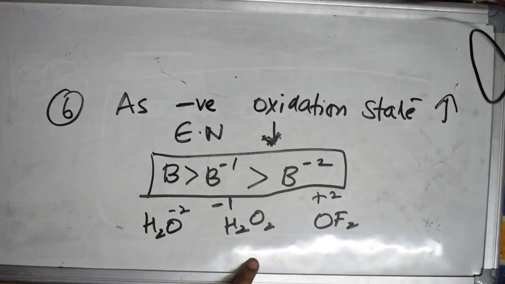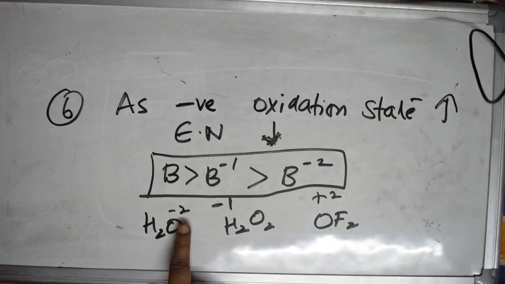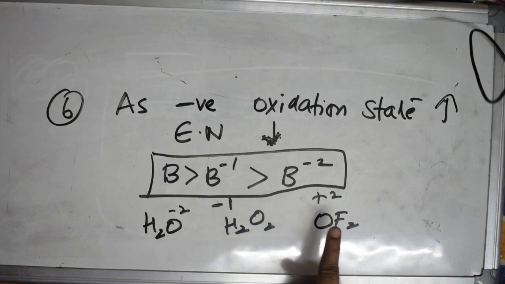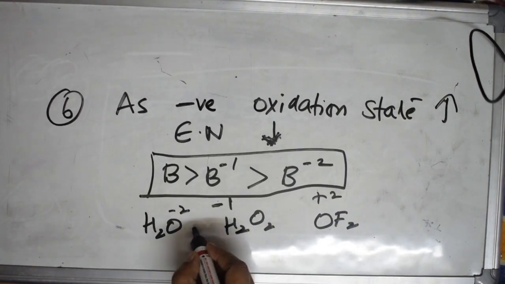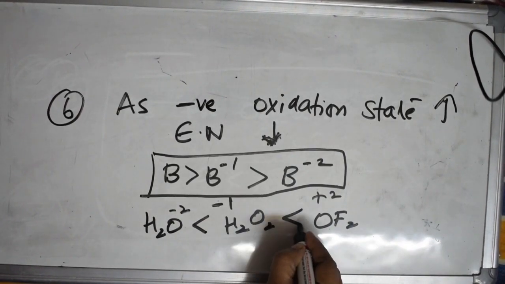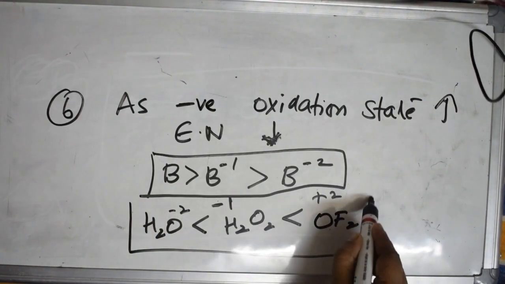Now, in this case, if I have to see, the negative oxidation state is more in which one? Yes students. So here this is -2, this is -1, this is +2. So which case will have the lesser electronegativity? Yes, this one. So lesser electronegativity.